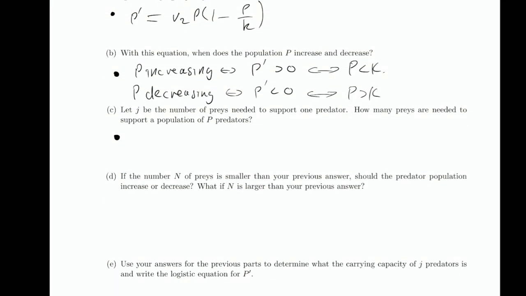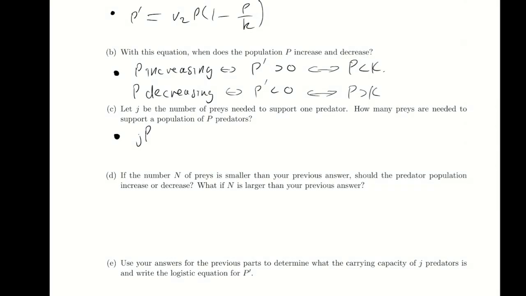Okay, part C. If j preys are needed to support one predator, how many preys are needed to support a population of P? This is just a product of the two terms. Part D. If the number n of preys is smaller than your previous answer, what should happen to the predator population? Should it increase or decrease? Likewise, what happens if n is larger?